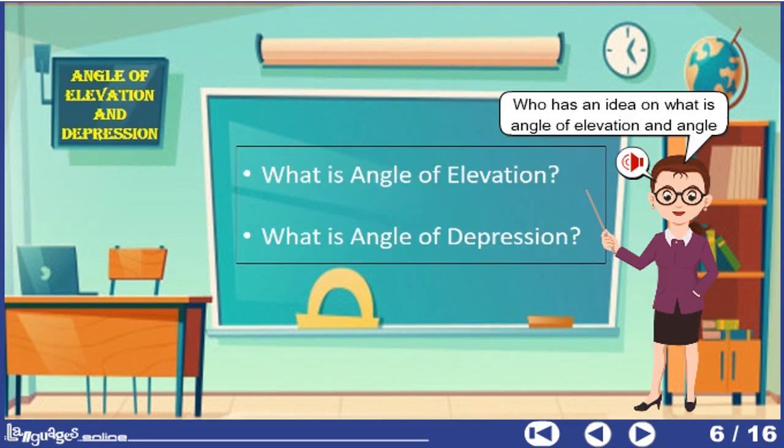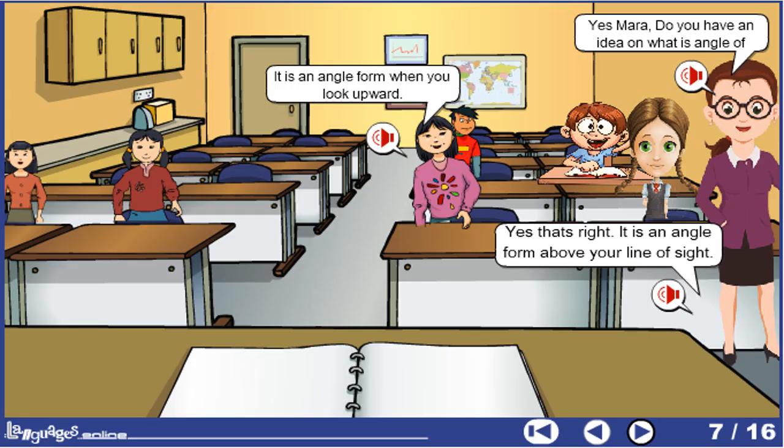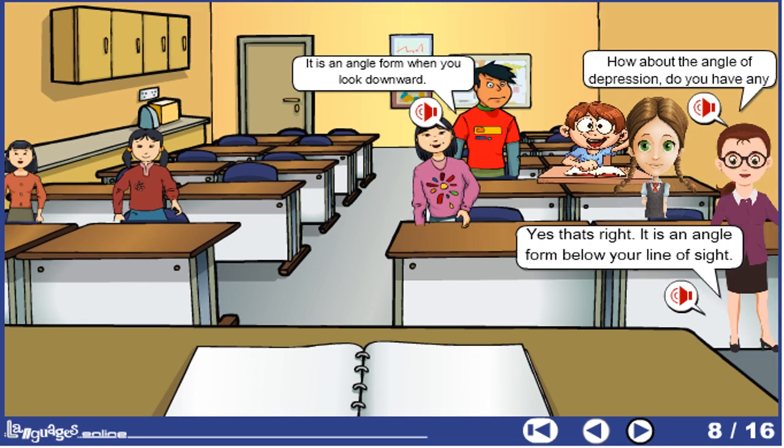Who has an idea on what is angle of elevation and angle of depression? Yes, Mara, do you have an idea on what is angle of elevation? It is an angle formed when you look upward. Yes, that's right. It is an angle formed above your line of sight. How about the angle of depression? Do you have any idea, Noel? It is an angle formed when you look downward. Yes, that's right. It is an angle formed below your line of sight.